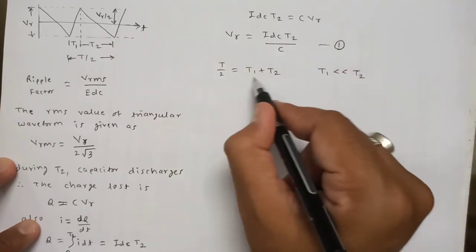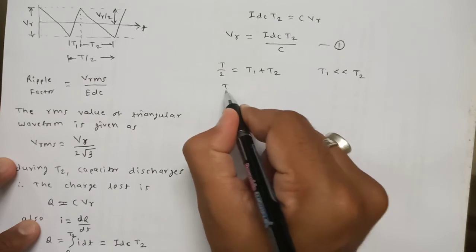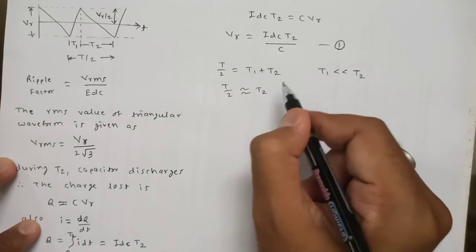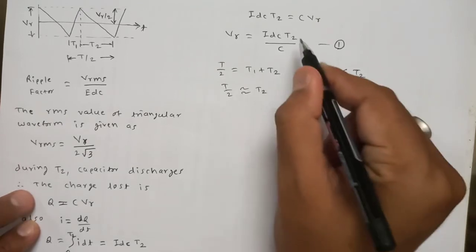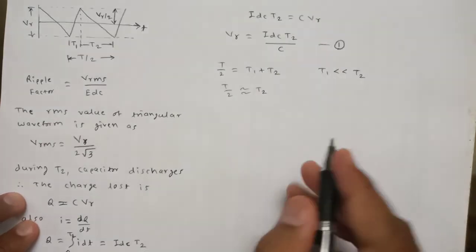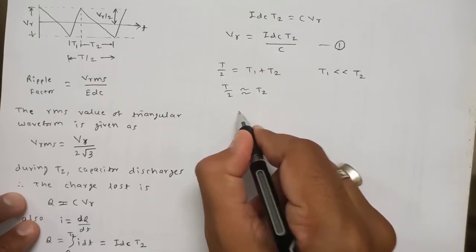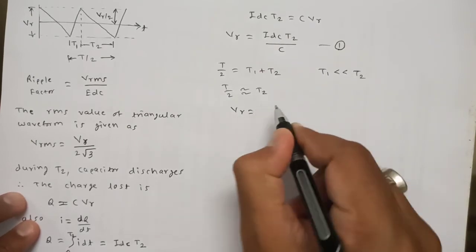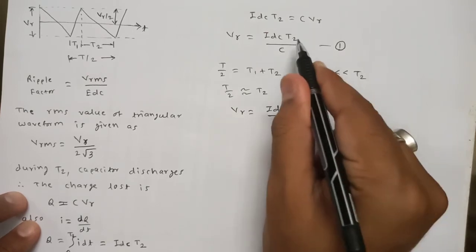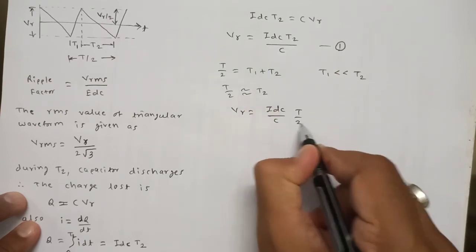That's why I will neglect this term T1, and so this T by 2 is nearly equal to T2. So in this expression, where I have T2, it can be replaced by T by 2. So I will write the new equation for the VR: VR is equal to IDC divided by C, and instead of T2 I will write T by 2.